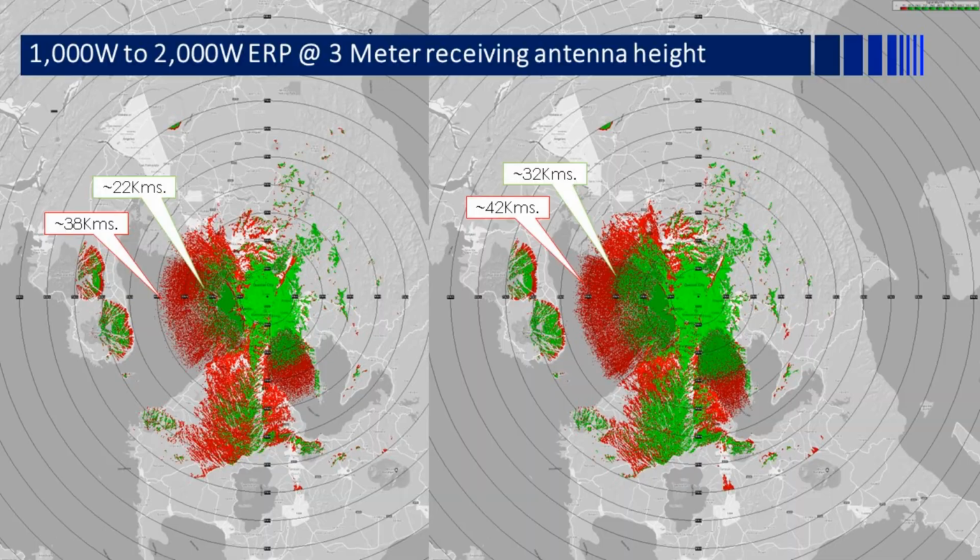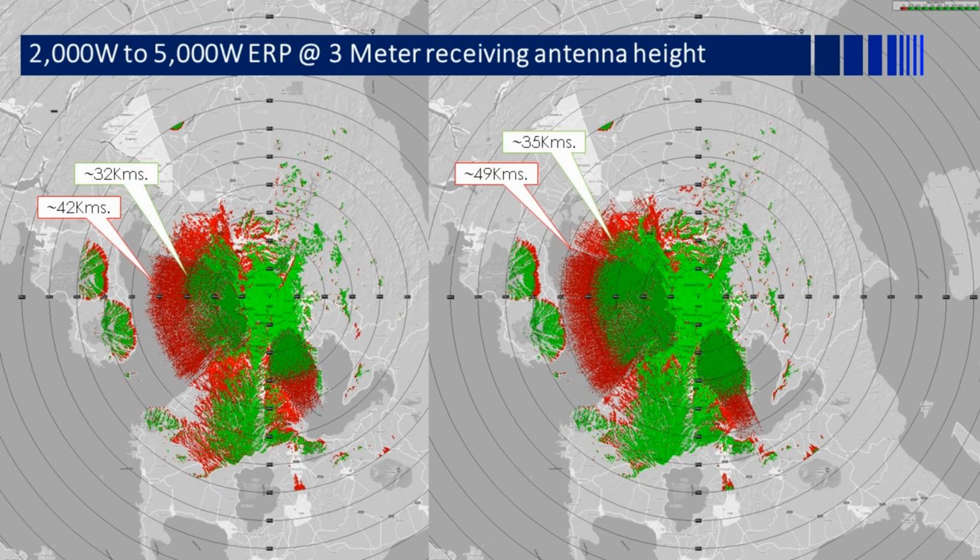Moving to the comparison of a 1000 watt to 2000 watt ERP at 3 meters receiving antenna height. So the 38 kilometers fringe of the 1000 watts, to the 42 kilometers of the 2000 watts. So a difference of 4 kilometers.